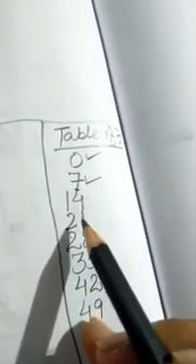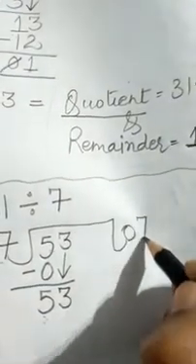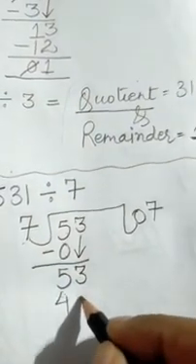Those which are smaller than 53 can be written. 14 can also be written, 21 also can be written, 28 also, 35 also, 42 also, 49 also. 56 cannot be written under 53. We cannot write 56 under 53. So what we will write, we will write 49. We will write here 49. So here 7 sevens the 49.